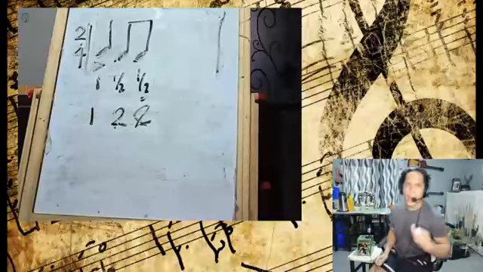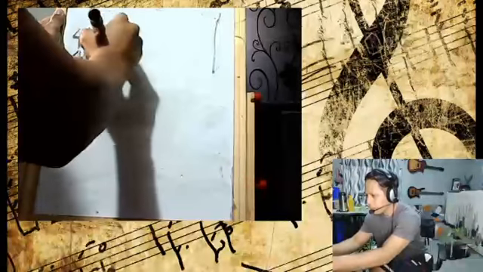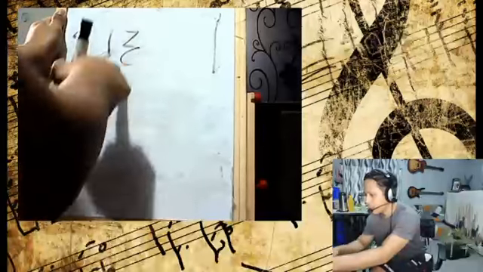Now let's go back to 4 4 again. This time, let's put some rests in this. So right now, I am not only going to use notes. I am also going to use rests. So, that is a quarter rest.